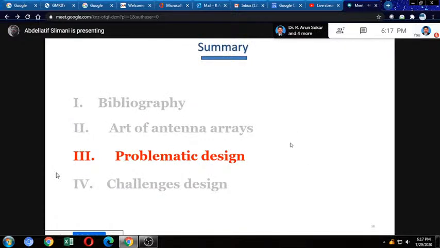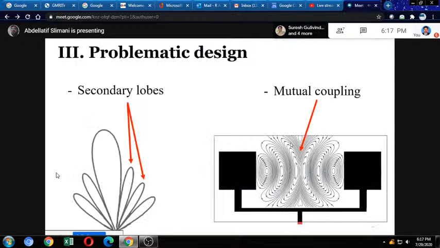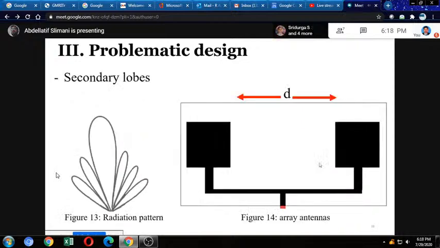Now I will talk about the design problem. When we need to design array antennas, we always face one problem. What is this problem? We talk about secondary lobes and mutual coupling. Here we have secondary lobes and here we have mutual coupling in array antennas. Just an example, to understand this problem, I give this example.